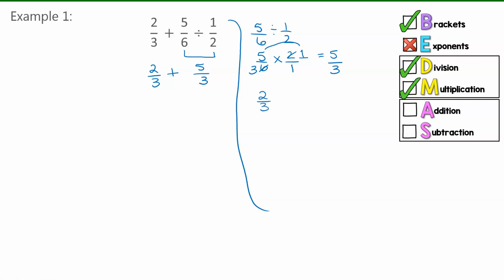So 2/3 plus 5/3. Remember, when we're adding, we need a common denominator, which we have in this case. So 2 plus 5 is 7, and my denominator stays as 3. That's in simplest form. So 7 over 3. 3 fits into 7 twice, and there's 1 left over. So 1 over 3. And 2 1/3 is my final answer.